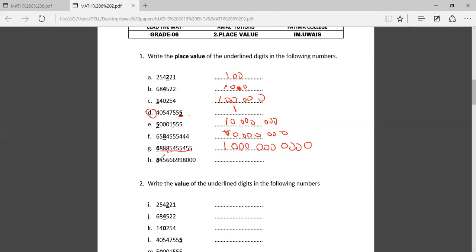H question. Count the digits: 1, 2, 3, 4, 5, 6, 7, 8, 9, 10, 11. So you put 11 zeros. This is the place value of 8. 100 billion. The place value of this 8 in the H question is 100 billion. Write out the answers.